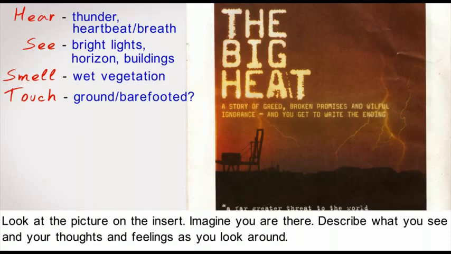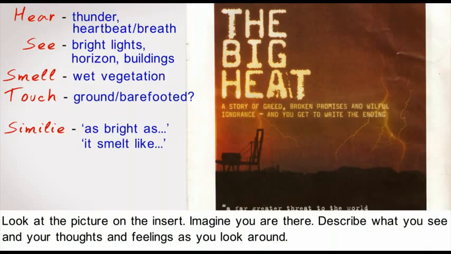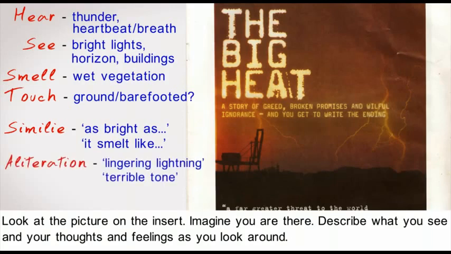I might put I can also hear my heart beating as I run, and I can hear the heavy pants of my breath. When I'm using the literary techniques in these, I can say it was as bright as, and then go for that, or it smelled like, and then go for that. That would be if I was using a simile. If I wanted to use alliteration, I could put the lingering lightning, or I could put something along the lines of the terrible tone of the thunder. Obviously terrible tone is the alliteration there, not thunder, because it has a different sound. But I break it down that way and use my punctuation all the way through just to pepper my work.